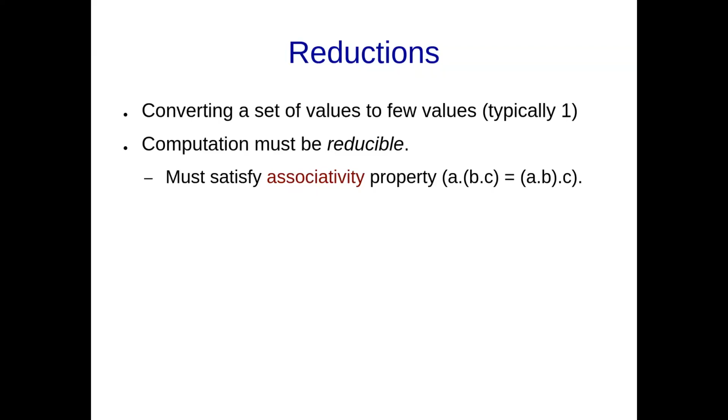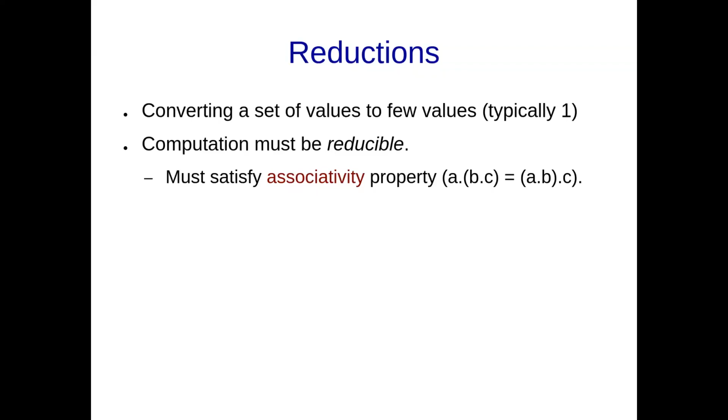So if a dot b dot c is the same as a dot b followed by dot c, which means that the order in which I execute this operation does not affect the output, that is, irrespective of whether I do b dot c first or a dot b first, I get exactly the same output, then we say that dot is associative.